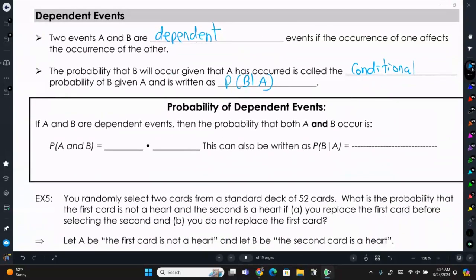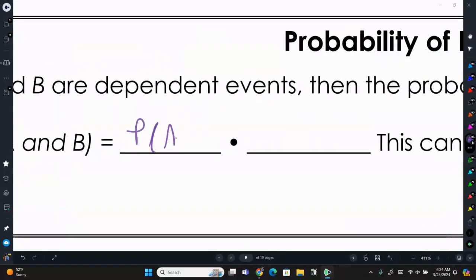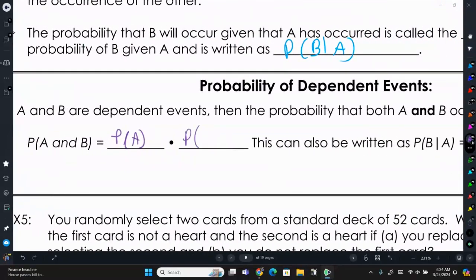Now, we have a formula for this. And again, sometimes the formula gets in the way of just thinking through the problem. So I always say, let's think about what we are asked to do and see if we can figure it out without a formula. So the probability of both A and B occurring is the probability of A times the probability of B given A had occurred.